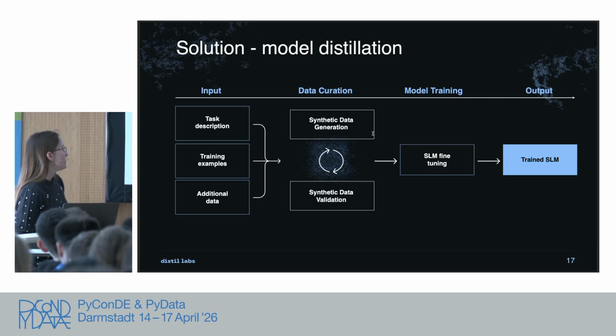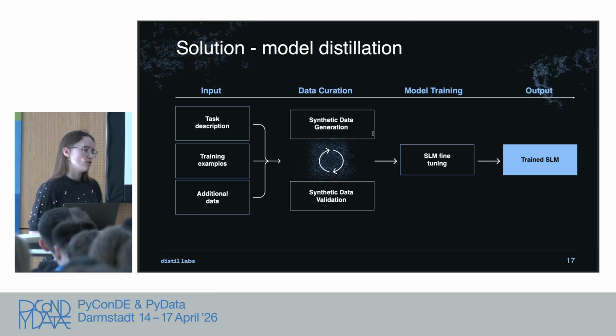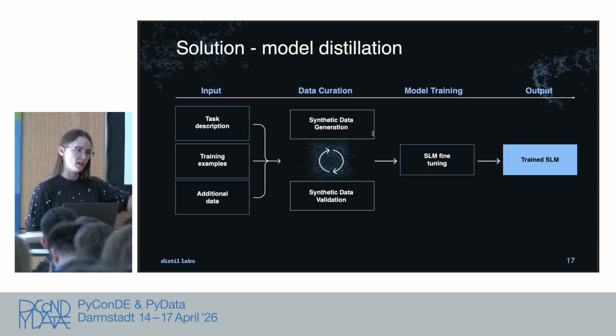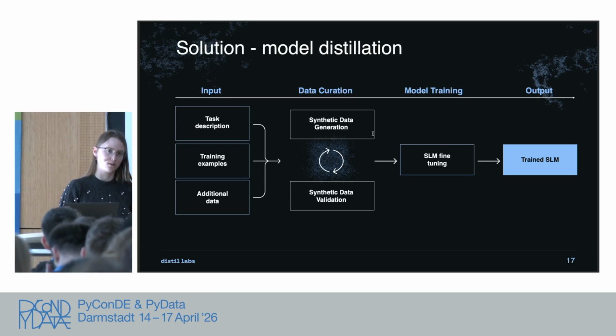And then you get to data generation. So you generate a batch of data, and then you look if your data is good or not. And you throw out the data points that aren't good, keep those that are, and repeat until you have a sufficient size of your data set.